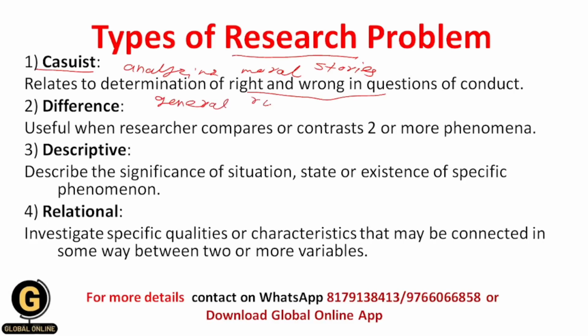General rules as well, to determine what is right and wrong in your question. So it is so simple. A casuist research problem is related to what is right and wrong in your research problem or research question.